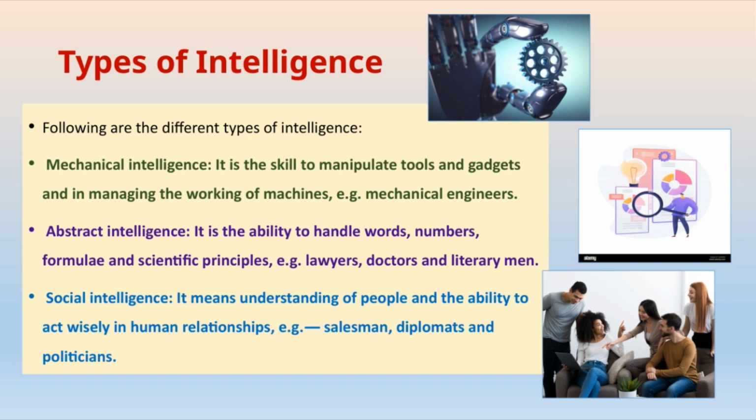This involves handling words, numbers, formulas, and scientific concepts. Professions like lawyers, doctors, and literary figures often rely on this type of intelligence to analyze complex information and solve problems. Finally, social intelligence is about understanding people and navigating human relationships effectively. Those with strong social intelligence, such as salesmen, diplomats, and politicians, know how to communicate, persuade, and build connections that help them succeed. Each of these intelligence types plays a crucial role in different fields and everyday situations.